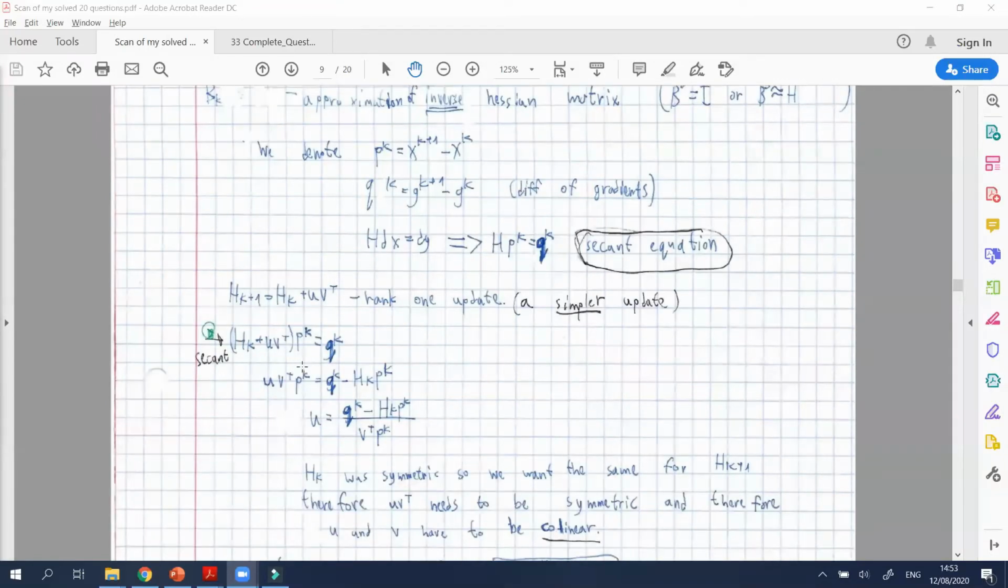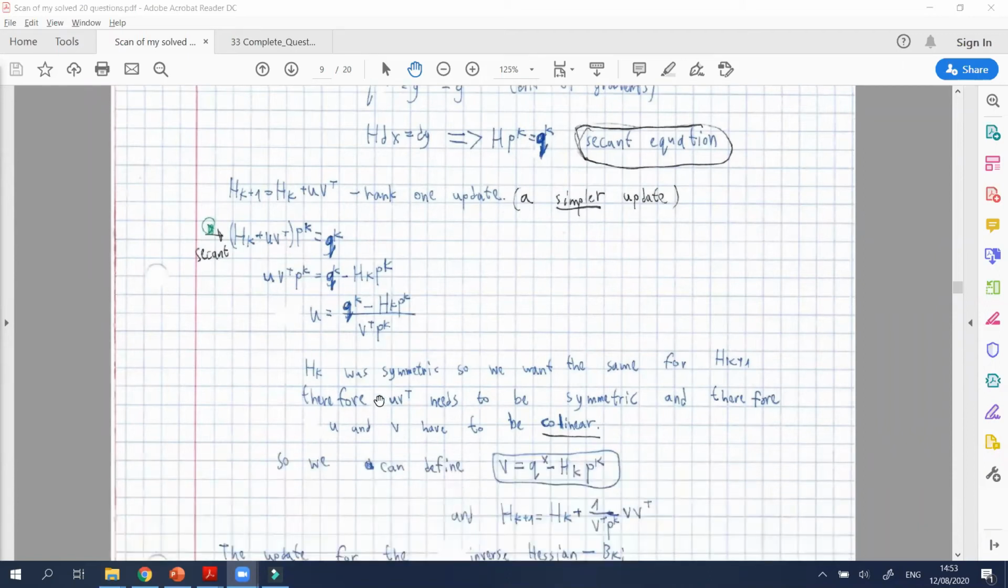If we develop this equation, we just multiply the Hessian matrix with PK and move it to the right-hand side. And then V transpose PK is actually a scalar. We can just divide by it. We get U. But HK was symmetric. We want to keep the same invariant for HK plus 1. So U V transpose needs to be symmetric. And for that to happen, the U and V vectors have to be collinear.